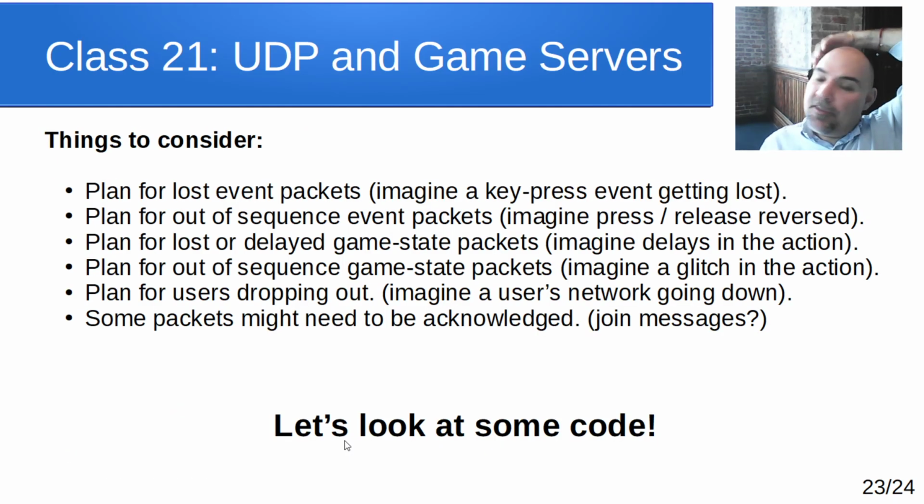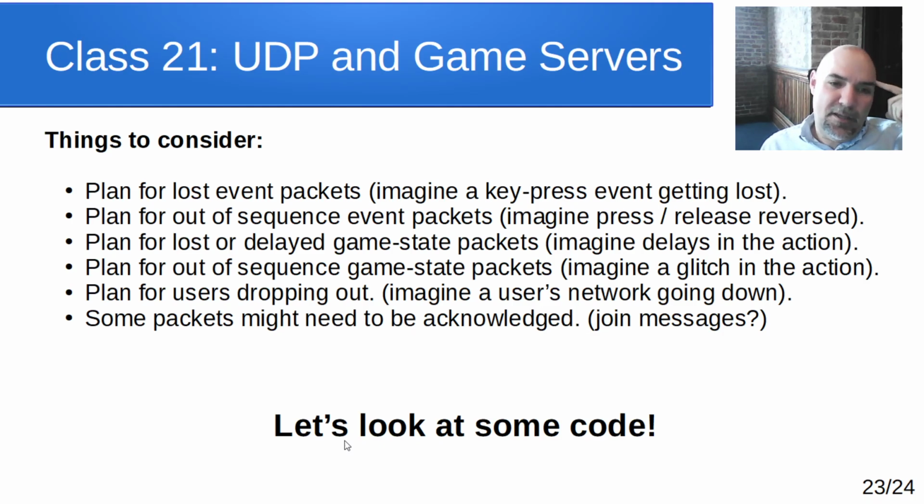Okay, a couple other things that we need to consider, which we've mentioned before in some way or another. So we need some kind of plan for lost event packets. In other words, they press the W key. What if that datagram that says W key was pressed down gets lost? Or what if the W key released gets lost? What if one of those events gets lost?